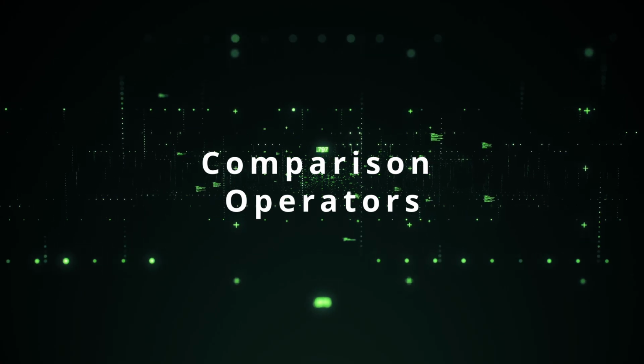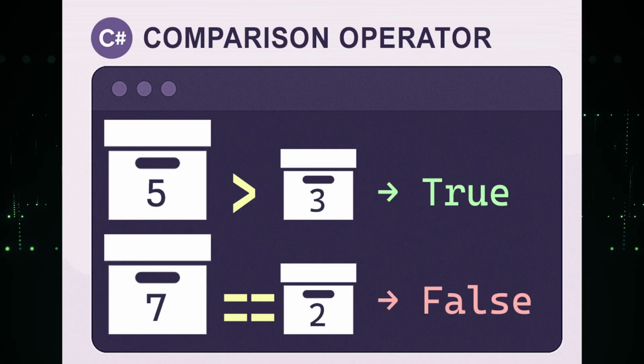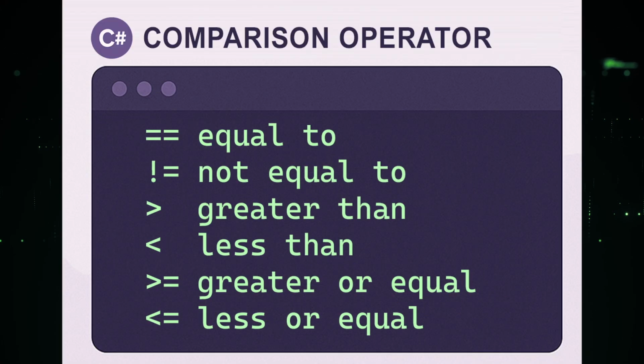Comparison operators. These help the program compare values. For example: equal to, not equal to, greater than, less than, greater than or equal to, less than or equal to. These are super important in conditions and loops.